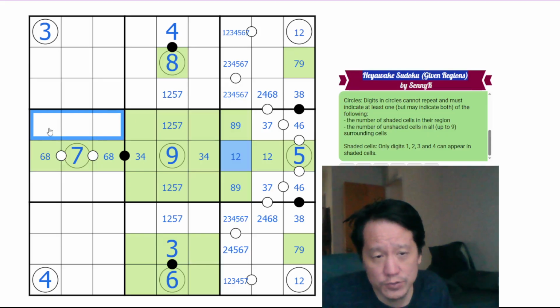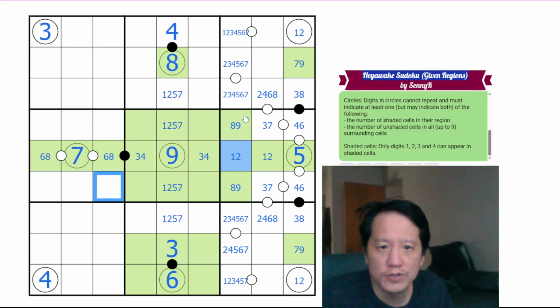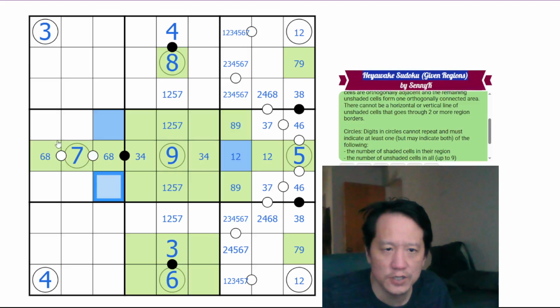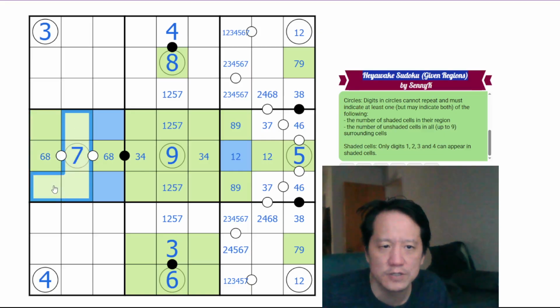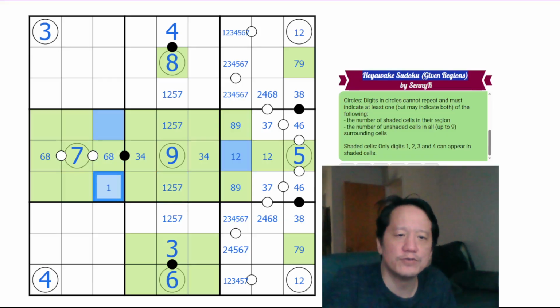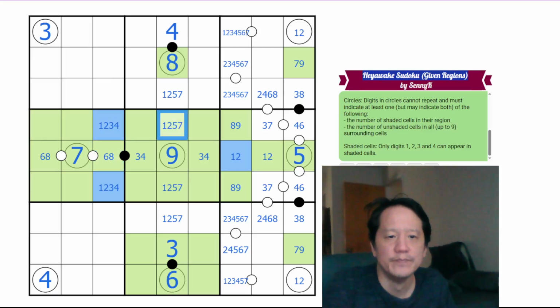So this must have 2 shaded cells here. One of them has to be here. Oh, these are both shaded. Sorry, unshaded. Therefore, this must not be unshaded. So this has to be shaded. This is shaded, and we have 7 unshaded cells in the 3 by 3 box surrounding it. So this is unshaded here. This is shaded, so it can only be 1 through 4. 1 through 4 here.